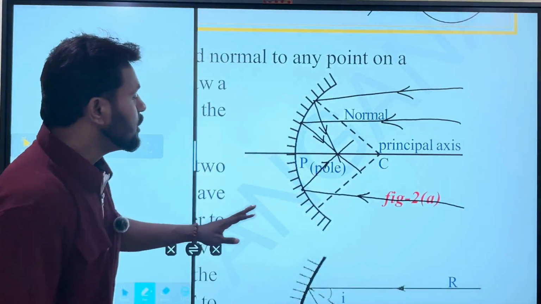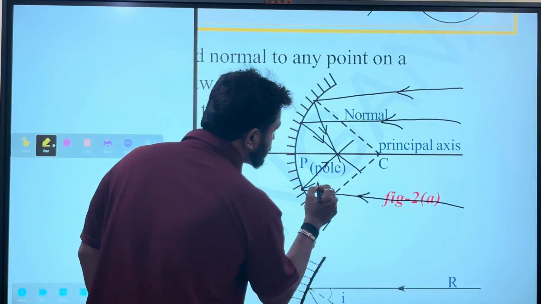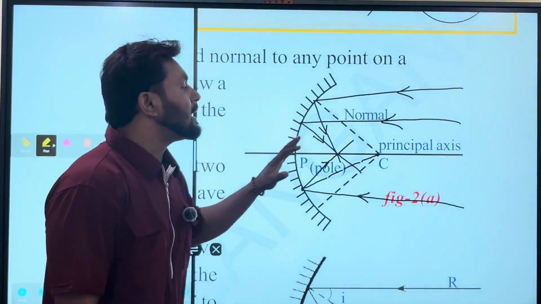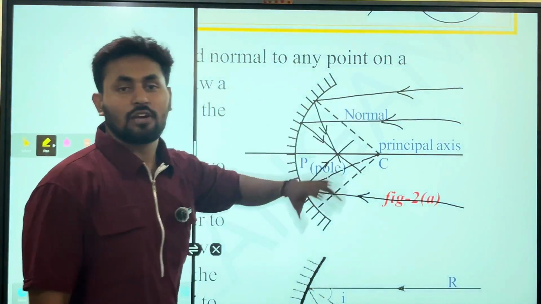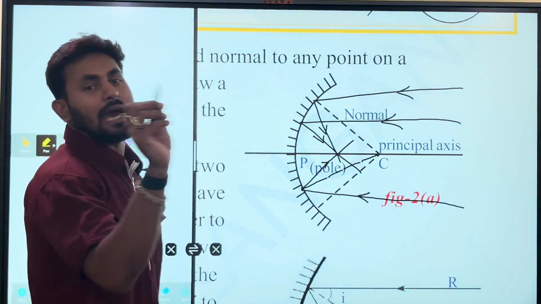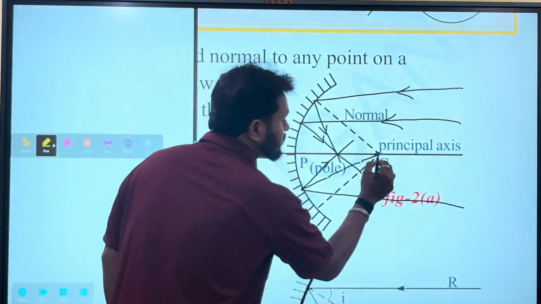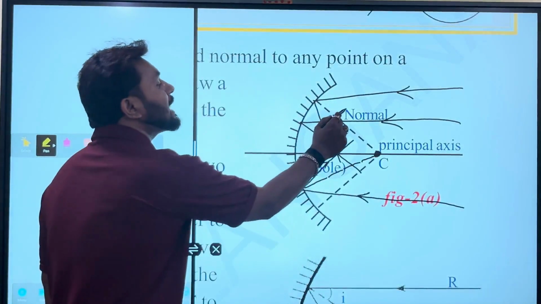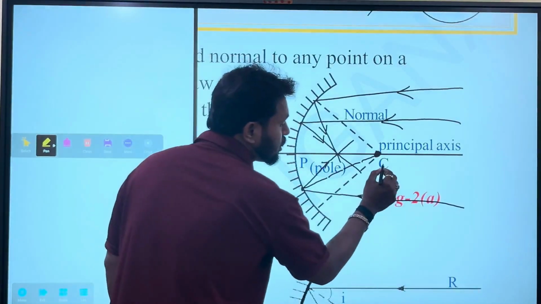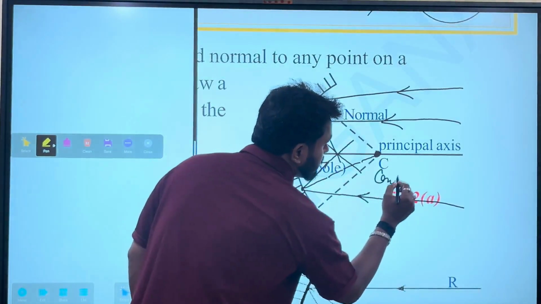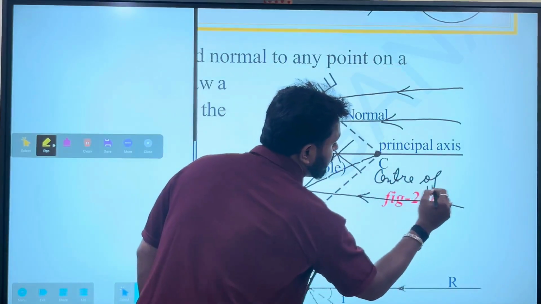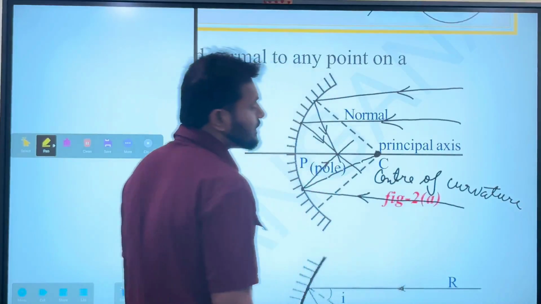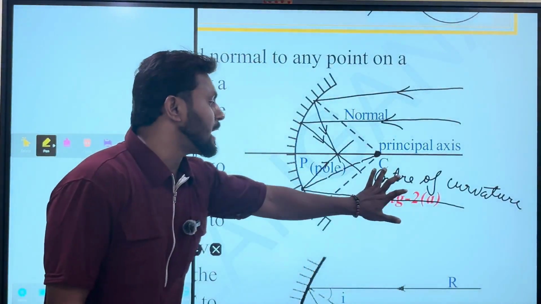Now if I draw the normal lines for these, all the normal lines of all the rays coming from infinity will meet at one point. This is this point, this is that point. This point where all the normal lines meet is called the center of curvature. This is called the center of curvature, and it is represented by the letter C.